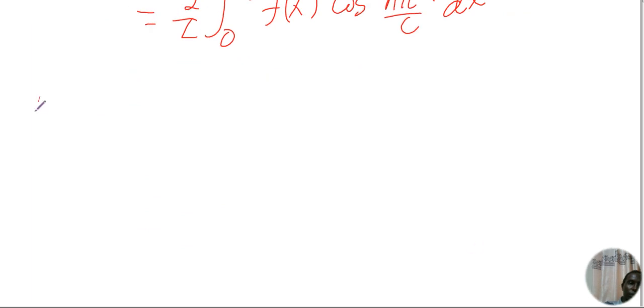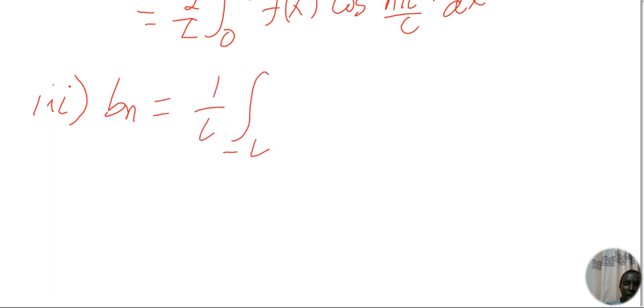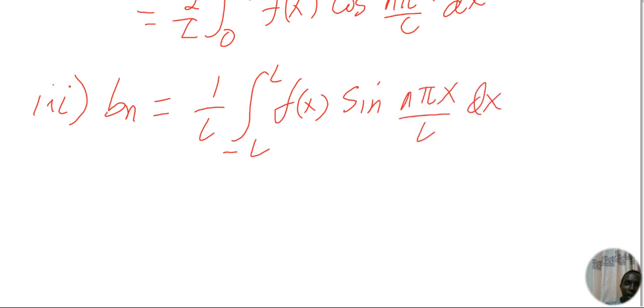and 3, bn, which is 1 over L integral from minus L to L, f of x sine of n pi x over L dx. We'll notice that in this case, if f of x is even, then we'll be multiplying an even function with an odd function, and this results in an odd function. So the integral of an odd function from minus L to positive L will give us 0.